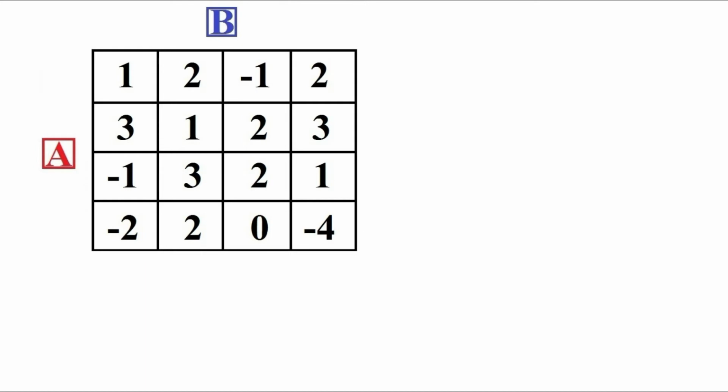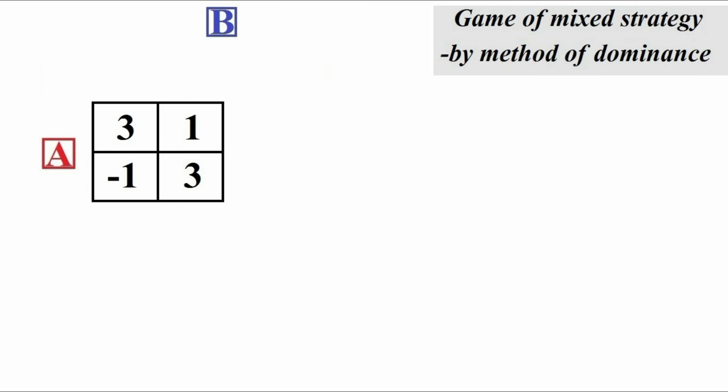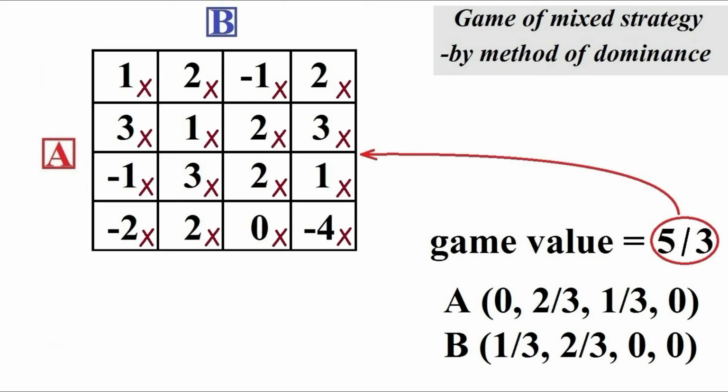Now we are going to solve it again, but this time by the method of dominance. This column is cancelled by dominance, then this row, again this row, and then this column is also cancelled. But now this 2 by 2 matrix cannot be solved by the method of dominance, and we have to apply the arithmetic procedure. And after arithmetic application, we get the game value of 5 by 3, and optimal strategies are like this. And again you can see, because we have a case of mixed strategy, the game value of 5 by 3 does not belong to the given game matrix.